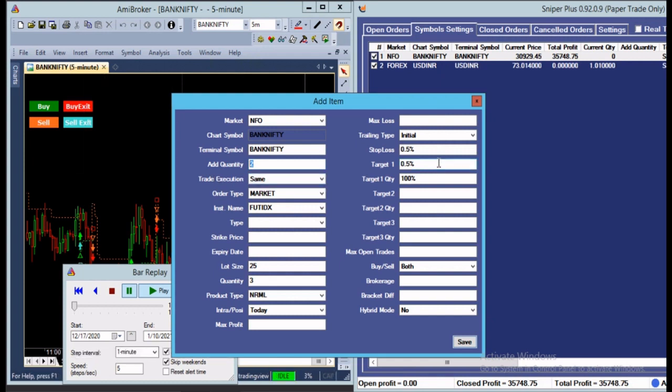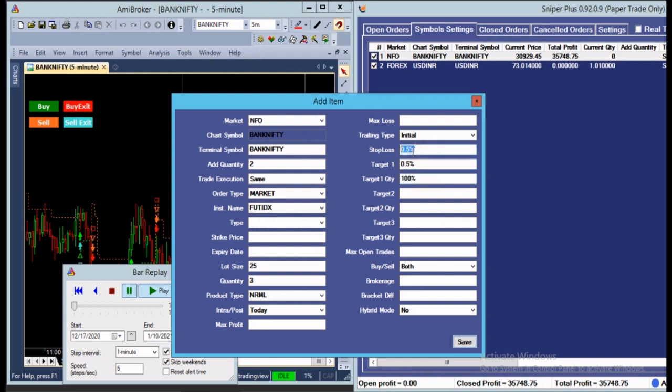It will go on until its target 1 is achieved. So when target 1 is achieved, the quantity may be 7, 8, 10, something like that. And the target 1 quantity must be 100%, like it should be in percentage. And stop loss is 0.15 percentage.